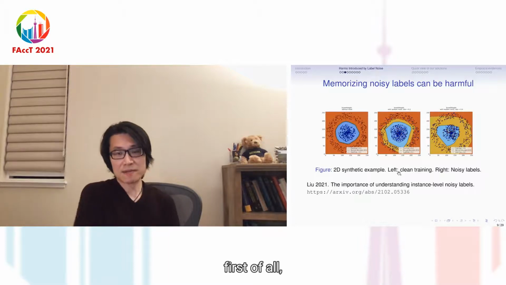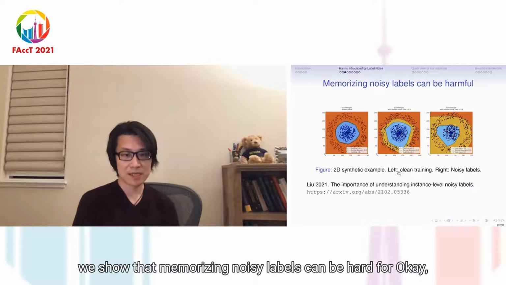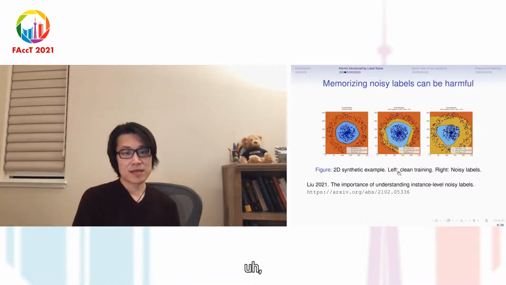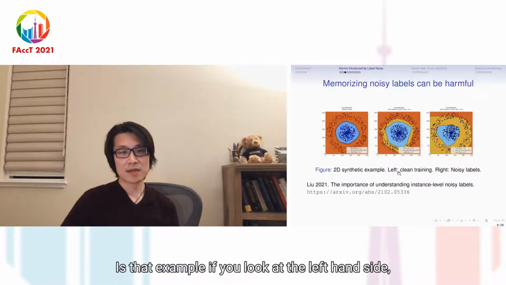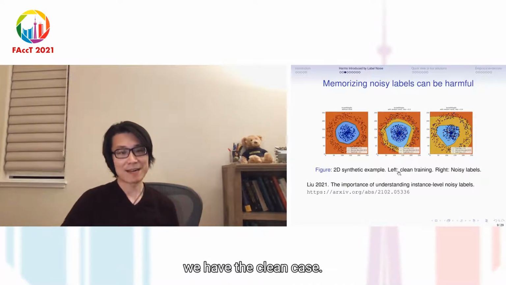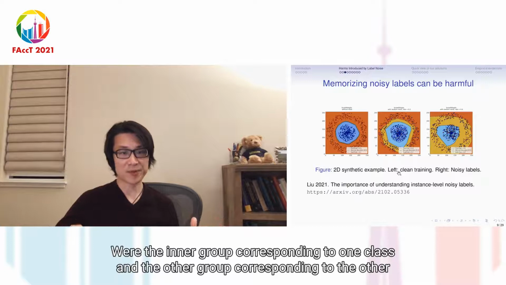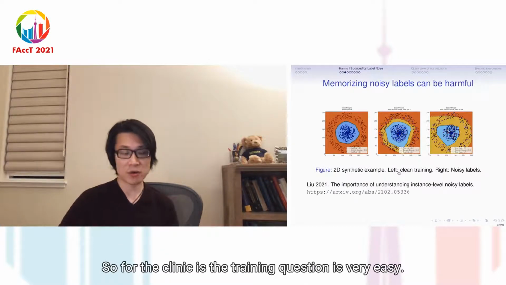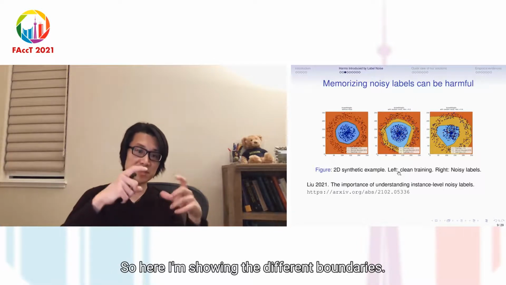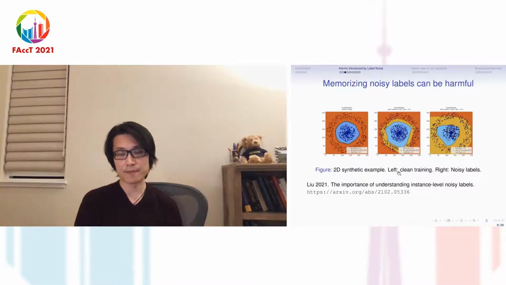So first of all, in terms of training error, we show that memorizing noisy labels can be harmful. Here, I'm demonstrating this harm with a 2D synthetic example. On the left-hand side, we have the clean case. We have two classes, where the inner group corresponds to one class and the outer group corresponds to the other class. So for the clean case, the training problem is very easy. Here I'm showing the decision boundaries of the classifier, and they separate these two classes perfectly well.